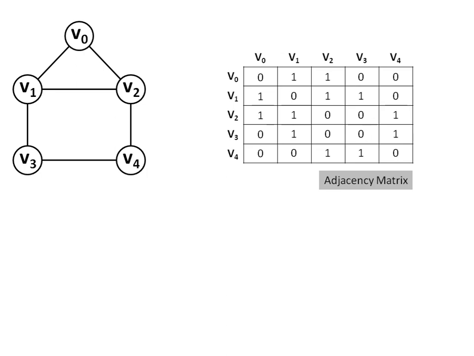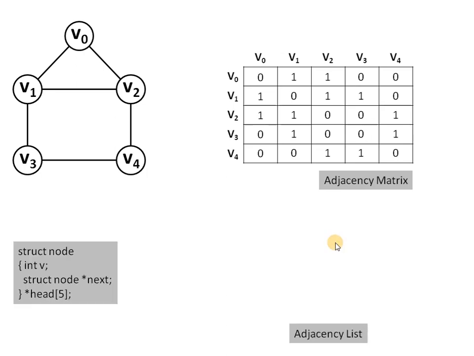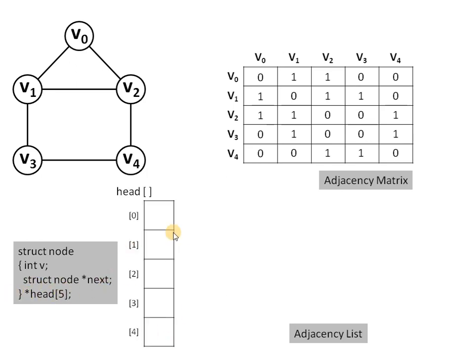So with this we have completed the adjacency matrix construction for the given graph. Now in order to construct an adjacency list representation for the given graph, we have to first define the structure. So we are familiar with this structure. We have to just create an array of head pointers in order to store the address of the starting nodes of all the linked lists corresponding to the 5 vertices. So the moment we declare this structure in the head, 5 array of pointers, we will get something like this.